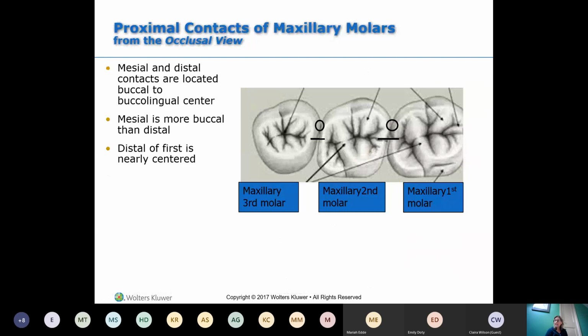We're going to work on that some more in class or in lab, but when you're at home reviewing the PowerPoints, pay attention to that stuff. See if it makes sense to you. Even if you can't guess it, just looking at it and saying, yes, I can see why this is the triangular ridge of the distal buccal cusp.